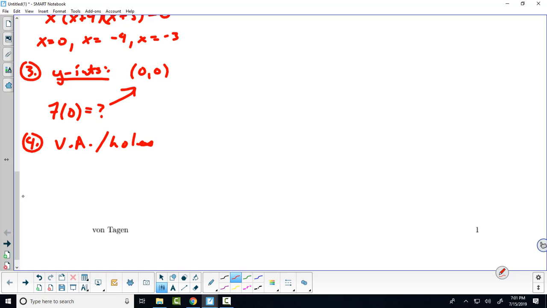I think that's probably the ideal answer. We said vertical asymptotes and holes arise from exclusions in the domain. What number was excluded from this domain? None of them. So you can't have any vertical asymptotes or holes. Sometimes that'll happen in these questions.